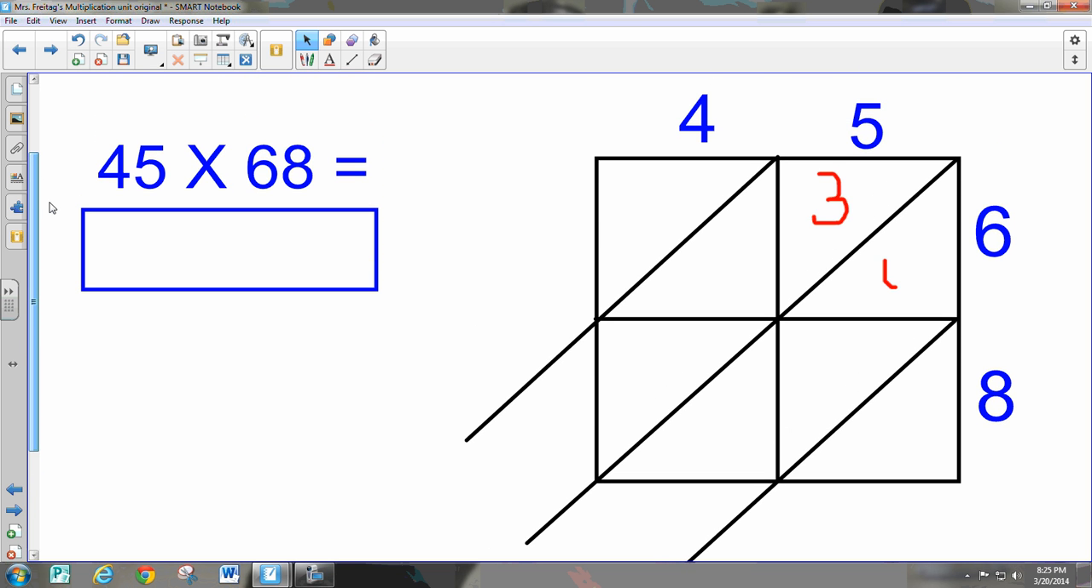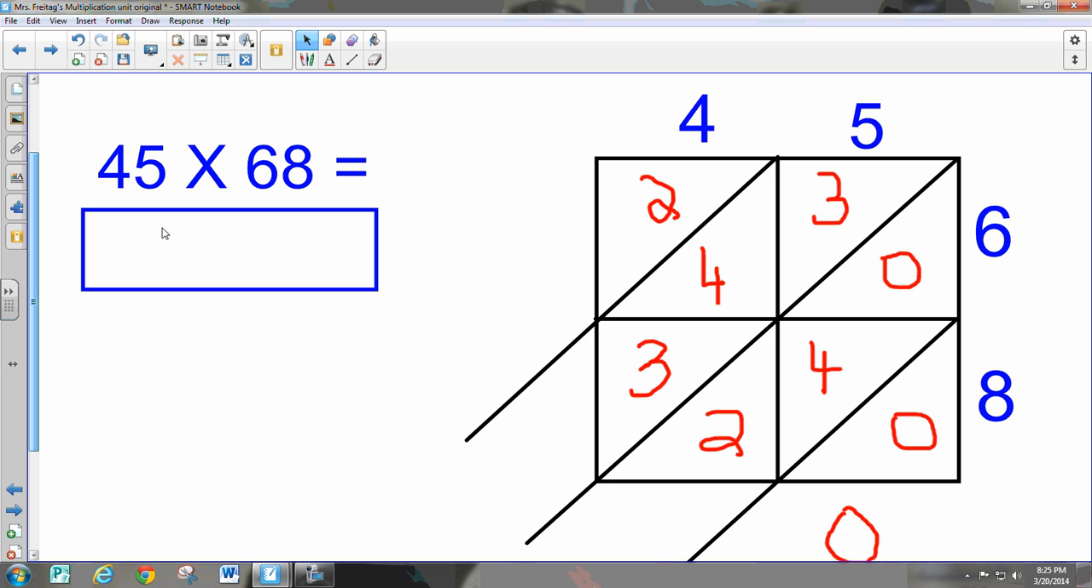So here we are multiplying 5 times 6, and it is 30. 5 times 8 is 40. You'll notice how we split our numbers up. 4 times 6 is 24, and 4 times 8 is 32. Now we add on the diagonal right here.